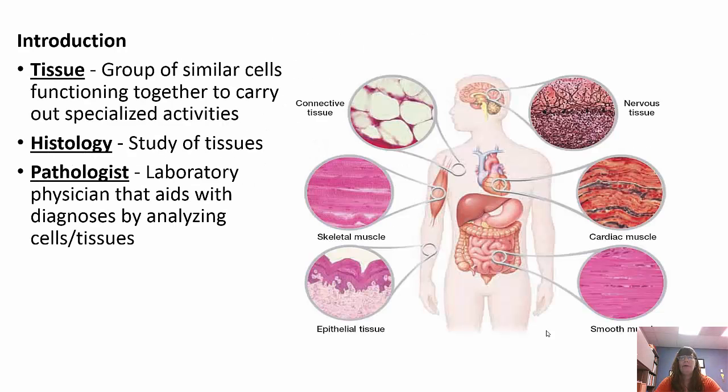So tissues, remember, are groups of similar cells that function together and carry out specific activities. So they are specialized cells. Histology is the study of tissues, and a pathologist is actually a laboratory physician that aids with diagnoses because they analyze cells and tissues.